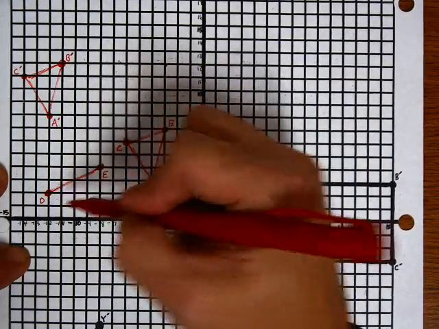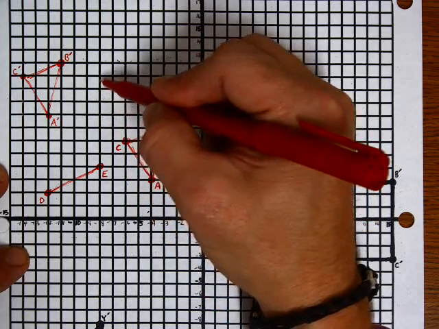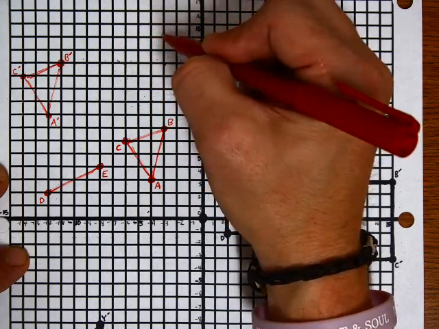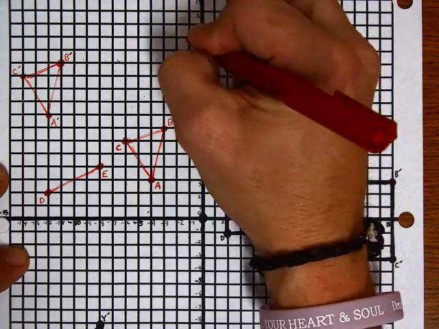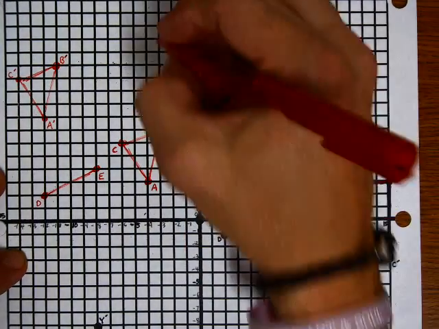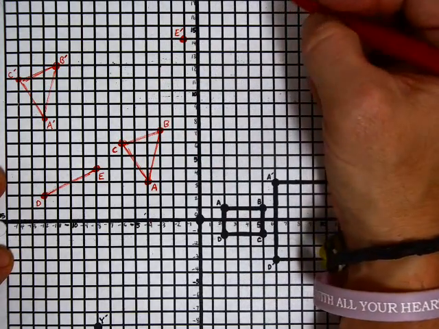So 10 up, I'll start with any one of them I want. 1, 2, 3, 4, 5, 6, 7, 8, 9, 10 up, and then 1, 2, 3, 4, 5, 6, 7 to the right. So that's my new point E. So I'm going to put E with a prime behind it, that apostrophe.